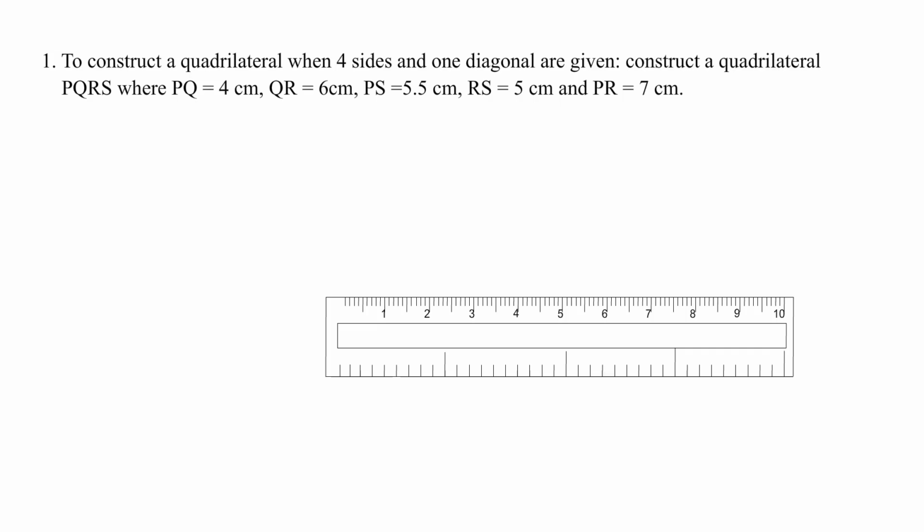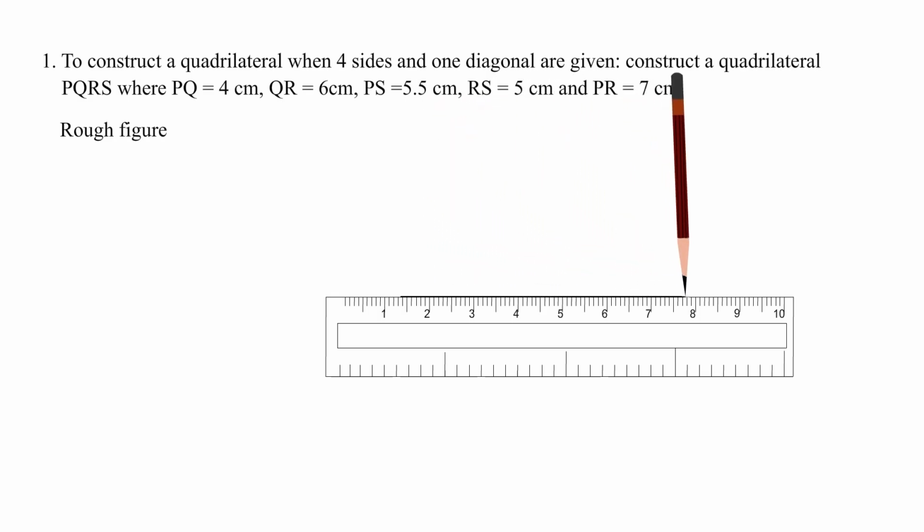To construct a quadrilateral when 4 sides and 1 diagonal are given, for example, construct a quadrilateral PQRS where PQ is equal to 4 centimeters, QR is equal to 6 centimeters, PS is equal to 5.5 centimeters, RS is equal to 5 centimeters, and diagonal PR is equal to 7 centimeters. Taken down? Okay. Now let us draw a rough figure.